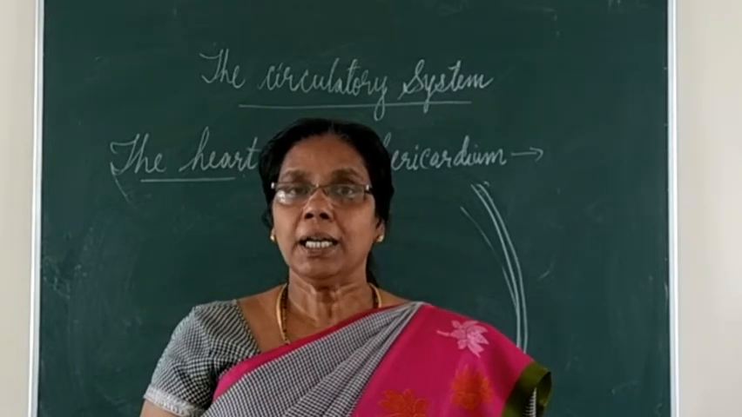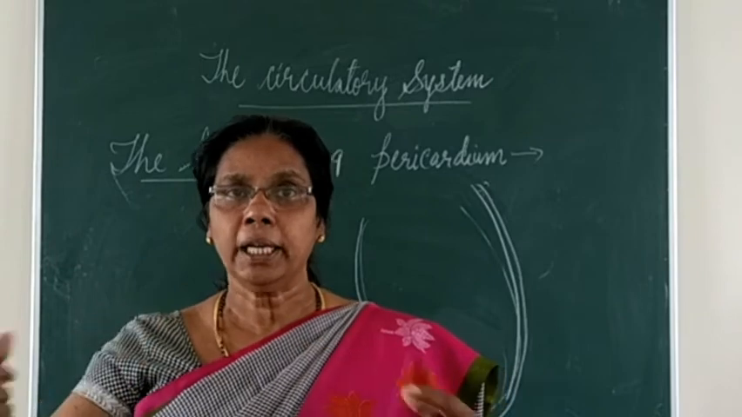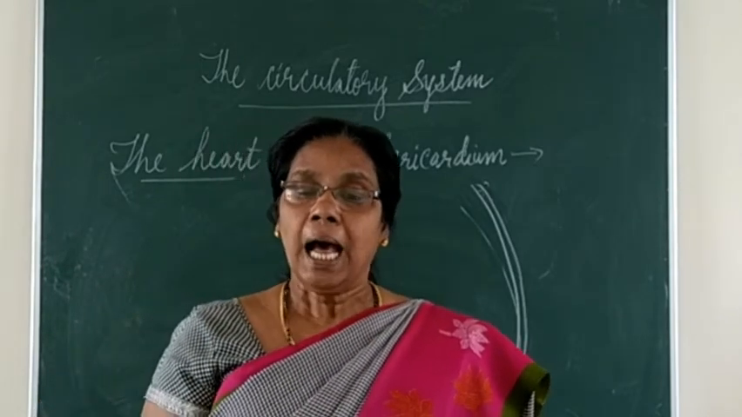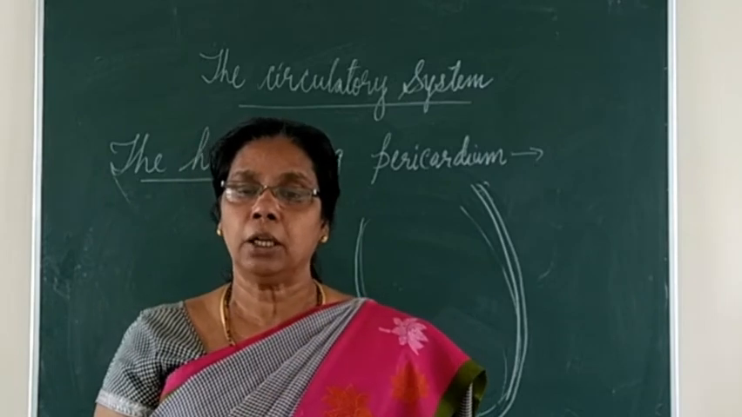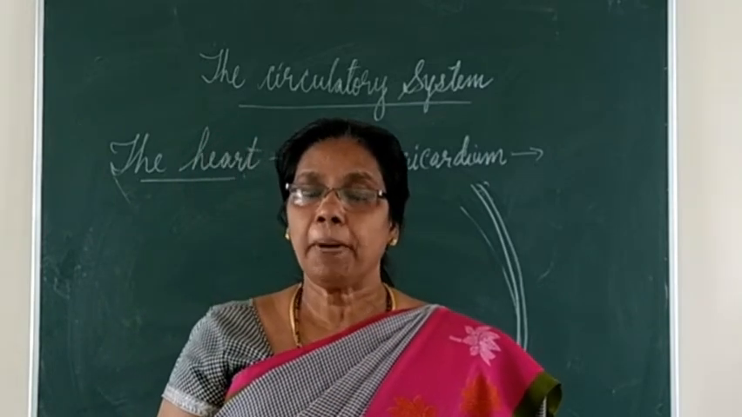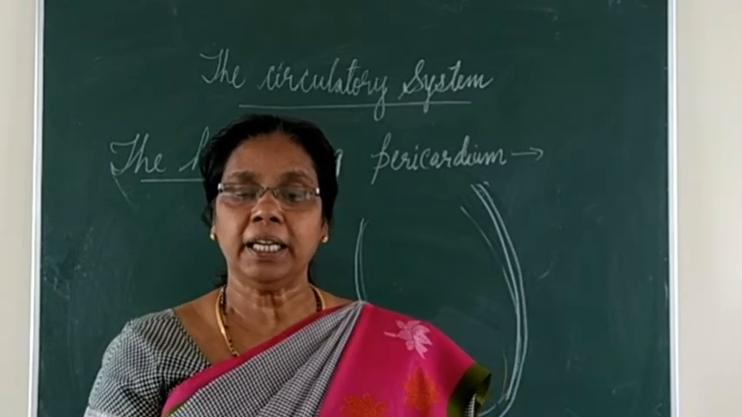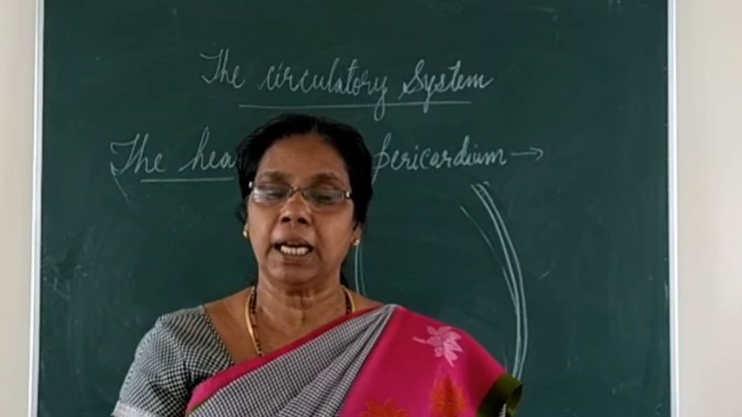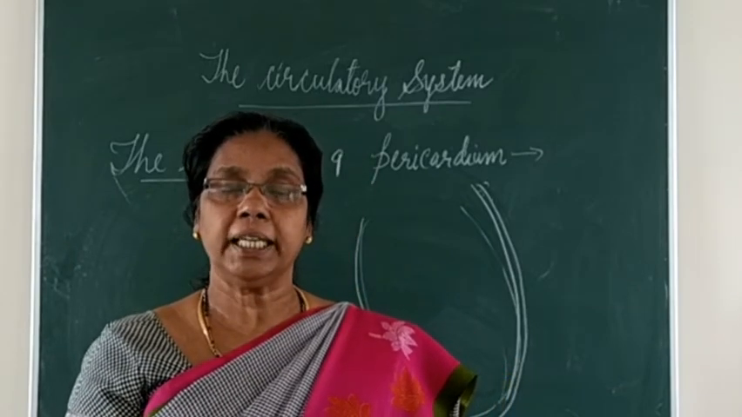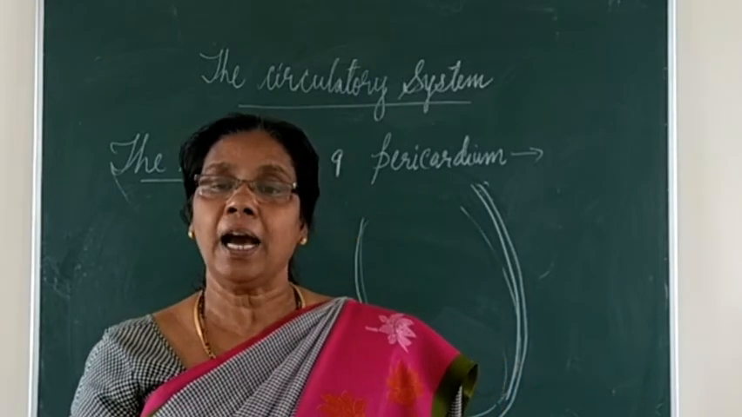Now what are the blood vessels leaving the heart? That is, going out from the heart. Arising from the ventricles, there are two large vessels. The pulmonary artery carries deoxygenated blood to the lungs for oxygenation. So you can see that pulmonary artery.